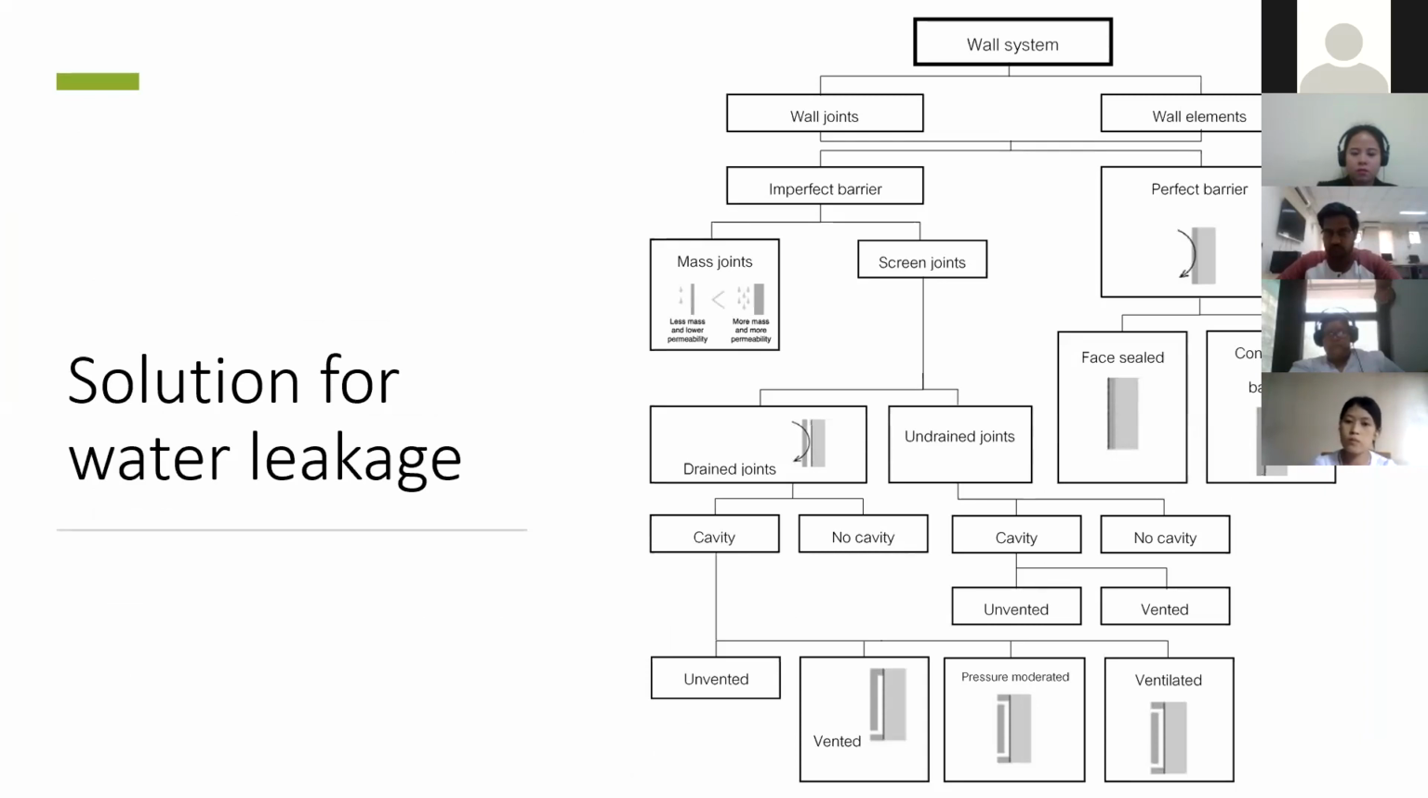The literature review on the solutions for water leakage is categorized in terms of rain control strategy. For the wall system, there are two sides: the wall joint and the wall element. The wall joinery is called an imperfect barrier because it's not one layer of material. There are two main types: the mass joint, which can be a grouted, non-shrink grouted joinery, and the screen joint, which is open with nothing filled inside. The subcategories for that are the undrained and the drained joints.